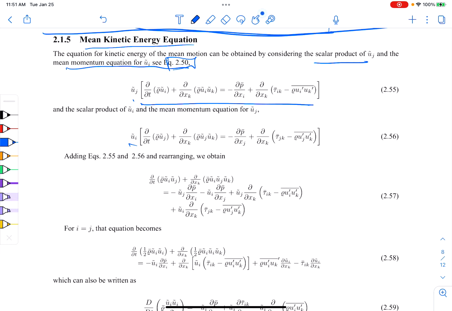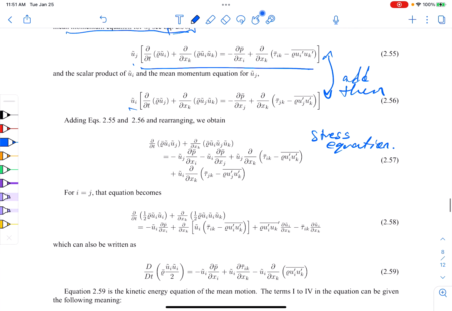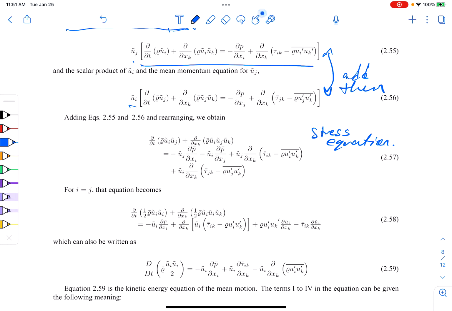And I do that again in the second equation, but with i, and I substitute i and j. And then what am I going to do? I'm going to add these equations. Add them. And then what do I get? I get a very useful stress equation. And you'll remember when we were doing the introductory module, we weren't doing the compressible flows with Favre averaging, we were doing incompressible. And so this is the equivalent Favre averaged Reynolds-stress type equation for mean kinetic energy.